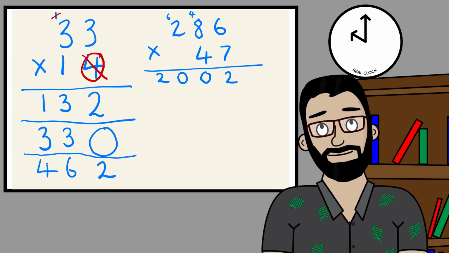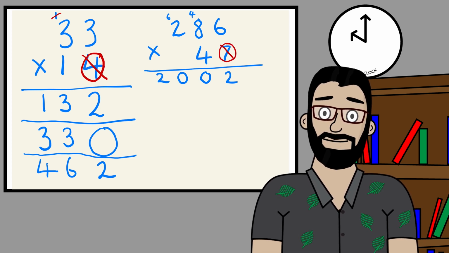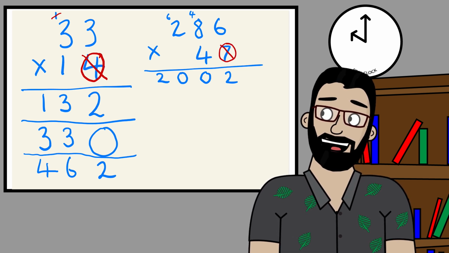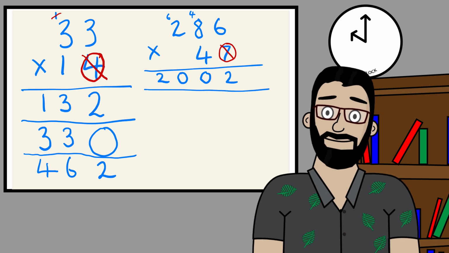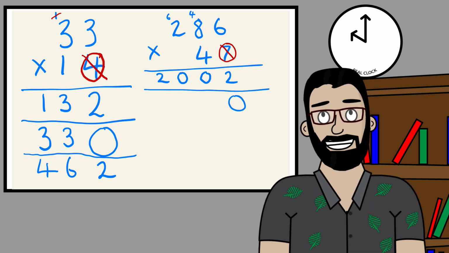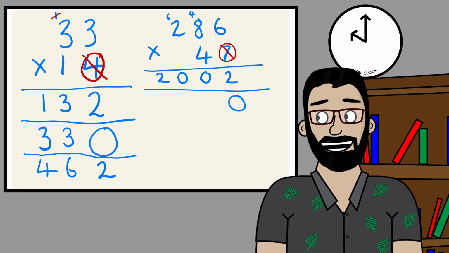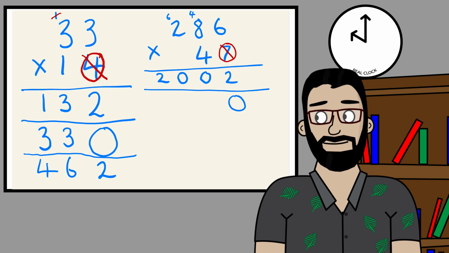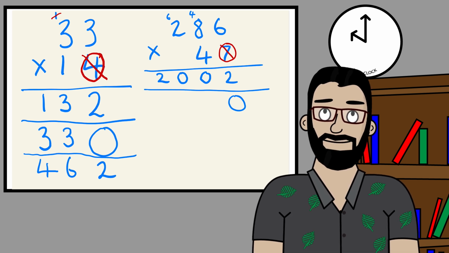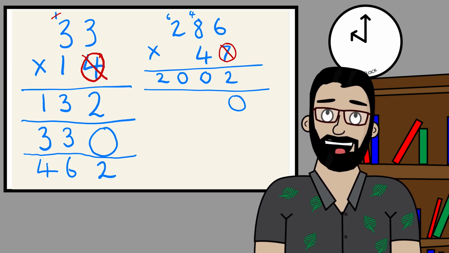What we need to do now is we're finished with that 7. So that reminds me that I need to put a line and a 0 because we're now finished in the units column, we're now in the tens column. So our first step is we're not looking at this one, we're now looking at this 4. So we've got 4 times 6. Well, 4 times 3 is 12, 4 times 6 is 24.